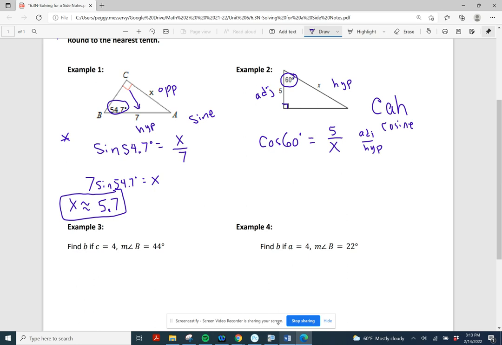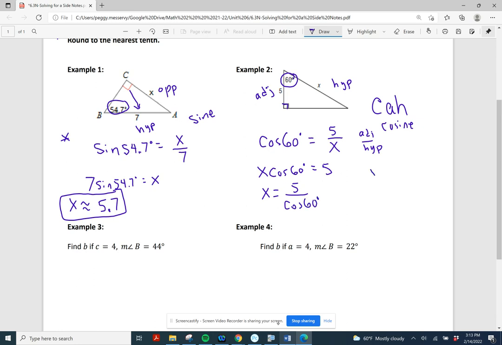So now I need to solve for x. So I've got to get the x out of the denominator. Look, it's in the denominator. I've got to move it out of the denominator. So what I'm going to do is multiply both sides by x. That will undo the divide by x on the right-hand side. And then to solve for x, I need to divide both sides by cosine. So I have x equals 5 divided by the cosine of 60 degrees.